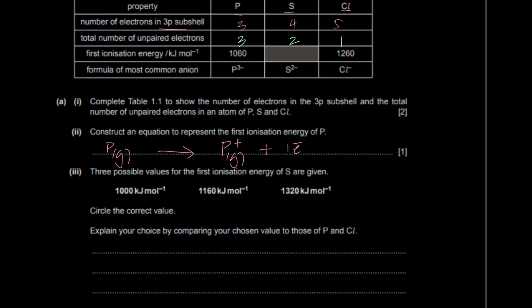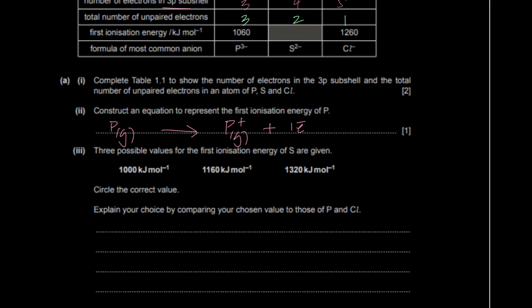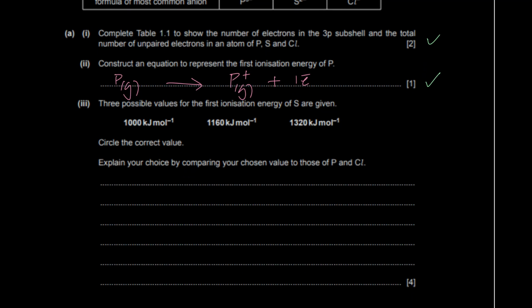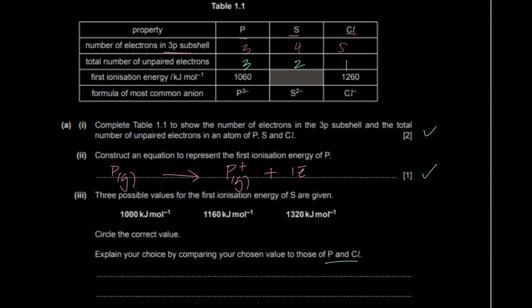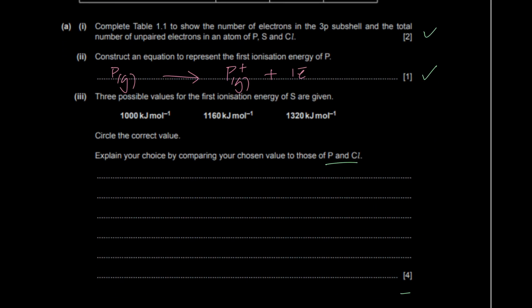Complete table 1.1, and now we've done that, done and dusted. Three possible values of first ionization energy of sulfur are given. Explain your choice by comparing your chosen value to those of P and Cl. It's a 4-mark question. Phosphorus is 1060 and chlorine is 1260. How much should sulfur be? Should sulfur be more than phosphorus or less than phosphorus? It's the exception, so it should be less than phosphorus.